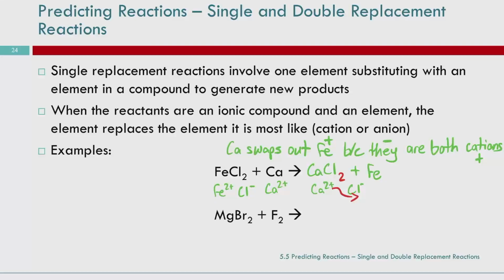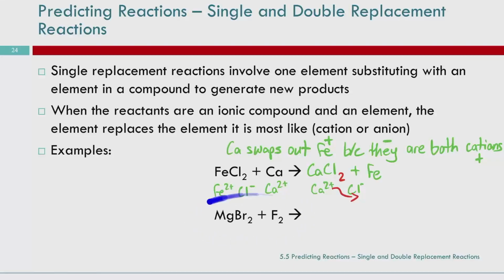We could also go ahead and double check that this is balanced. We've got one calcium on the left, one calcium on the right. We've got two chlorines on the left. We've got two chlorines on the right. We've got one iron on the left. We've got one iron on the right. So it's balanced. We don't need any coefficients. You'll love to see it.